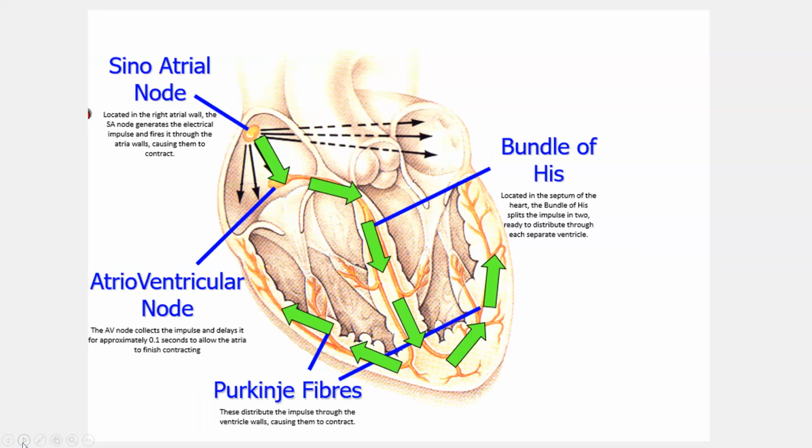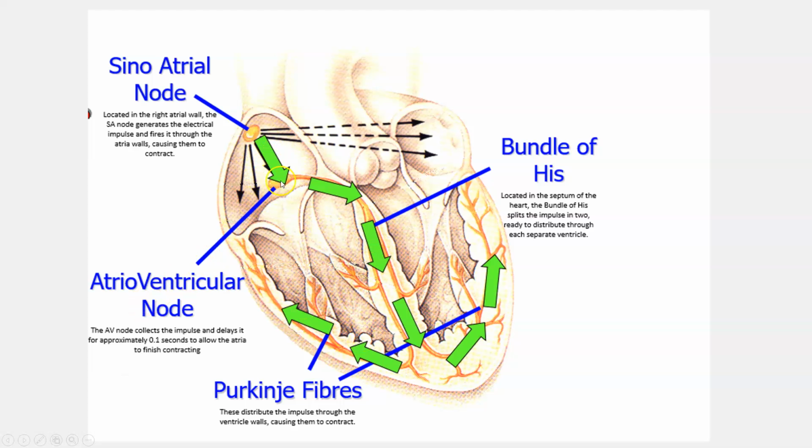So for SA node, located in the right atrial walls, the SA node generates its own electrical impulse and fires it through the atrial walls, causing them to contract, and it passes the impulse onto the atrioventricular node, where this collects the impulse from the SA node and delays it for approximately 0.1 seconds to allow the atria to finish contracting so that all blood can be forced into the ventricles.